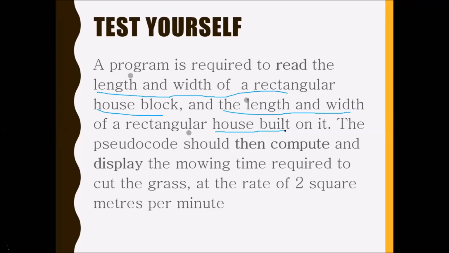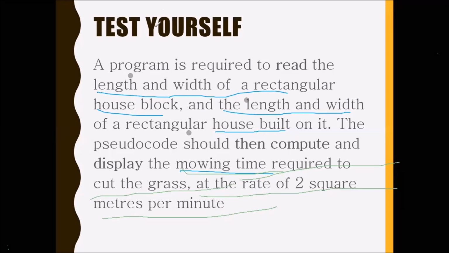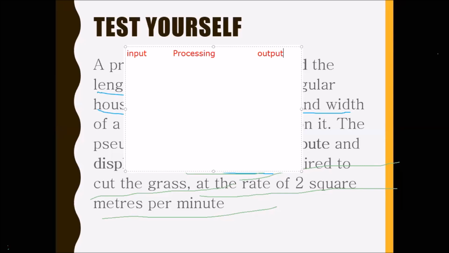Select what is it we're calculating? Length times width. No. What is it? The area of a rectangular house block. Mowing time. Thank you. It says it should compute mowing time. All right, so the IPO chart: input, processing, output. All right, good.